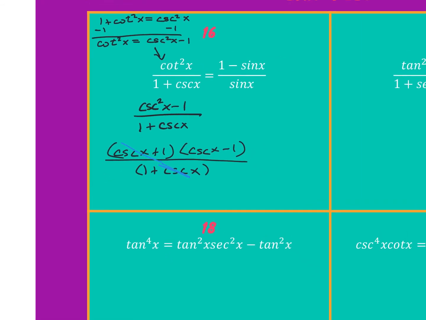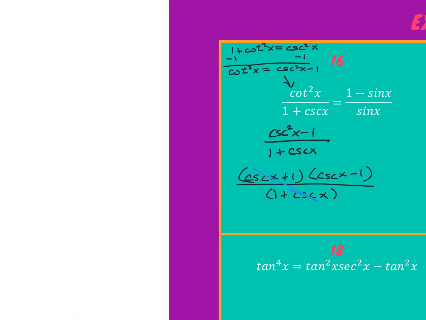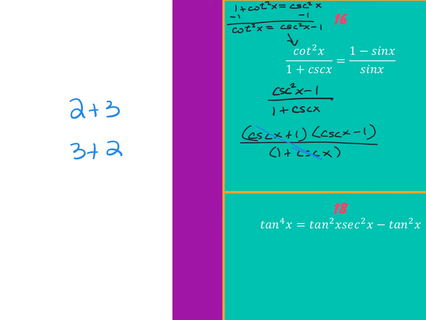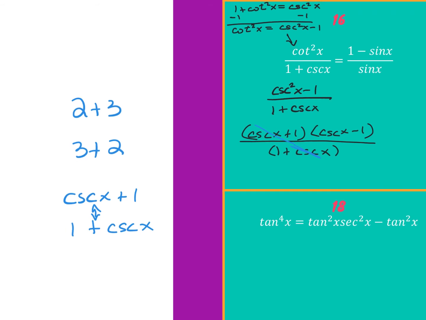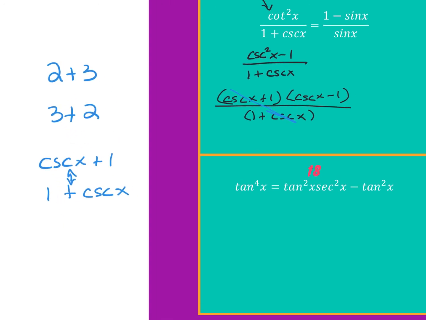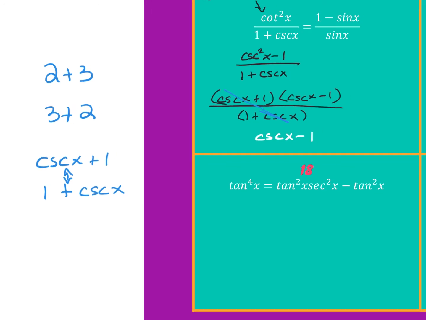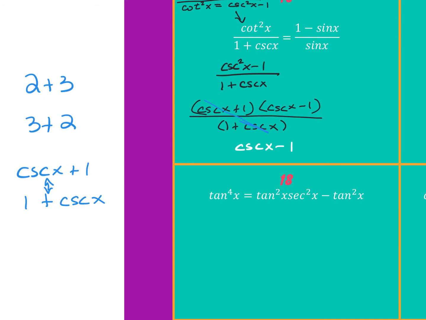And what I mean by that is that if I add 2 plus 3 or 3 plus 2, either way I get 5. So the same thing here. Cosecant x plus 1 is the same thing as 1 plus cosecant x. These are the same thing. So these cancel out, and now I'm left with cosecant x minus 1. Now remember, I'm trying to make it look like this.